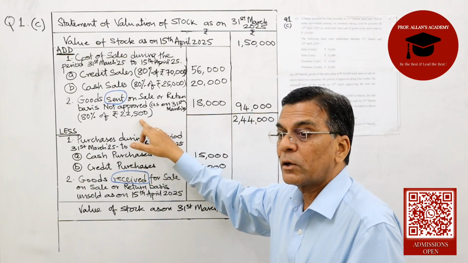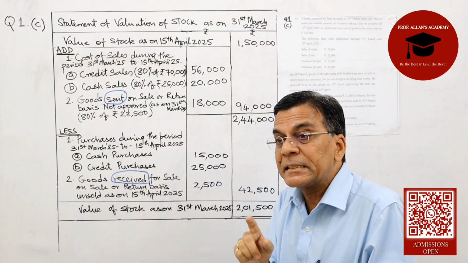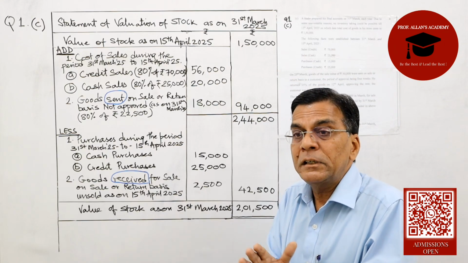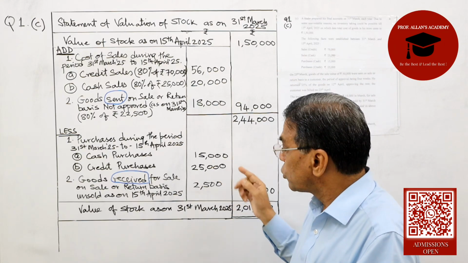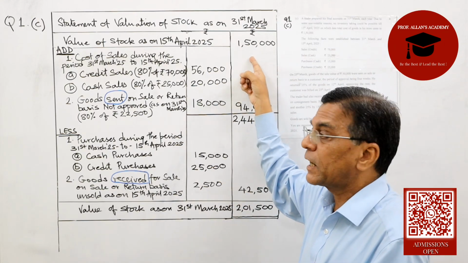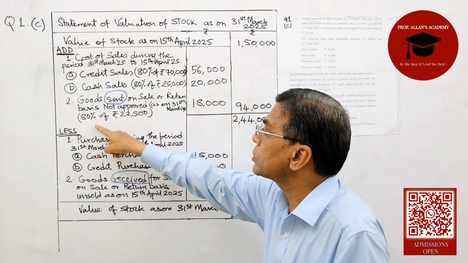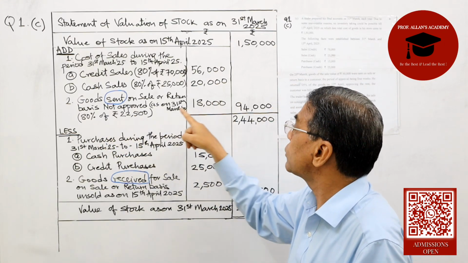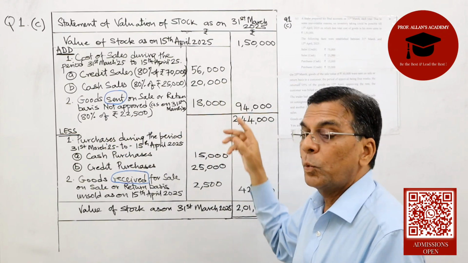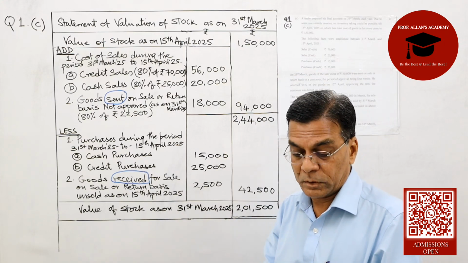That means it's a sale on 12th of April, and as I said, the sale is 75% of 30,000, that works out to 22,500. But I said any sales which take place after the financial year ending to the date on which the stock was taken has to be recorded at cost. So it is 80% of 22,500, which works out to 18,000.